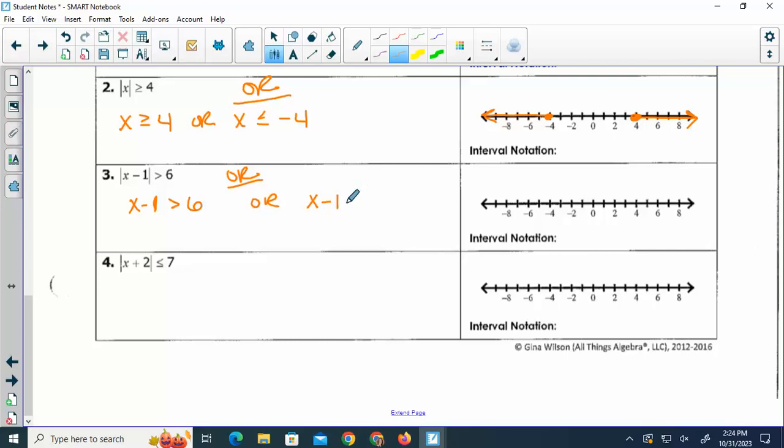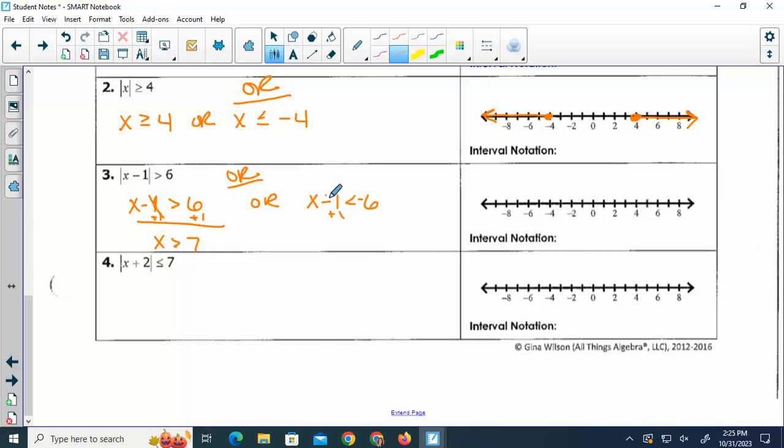We flip the inequality and make it a negative. We switch the inequality, we switch the sign. All right, now we just have two separate pieces to solve. How do I do that? So we get x is greater than 7.